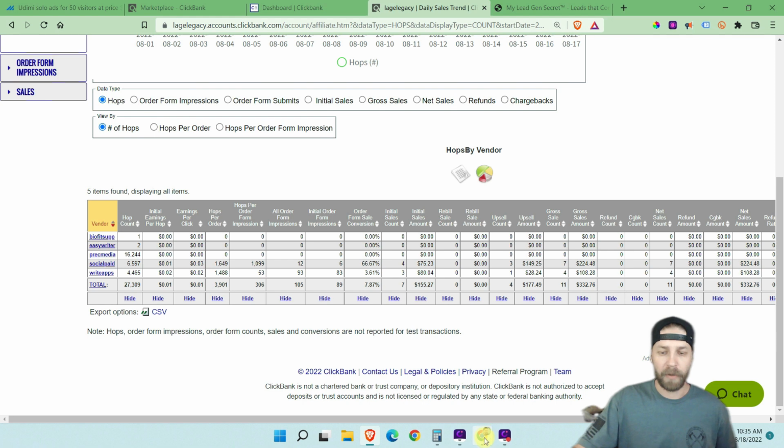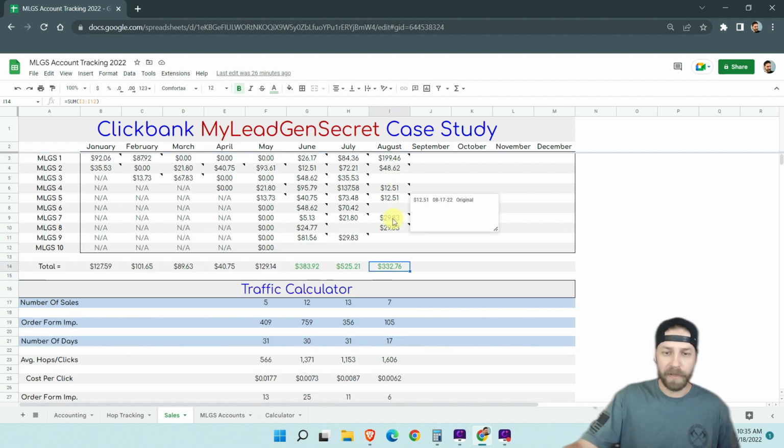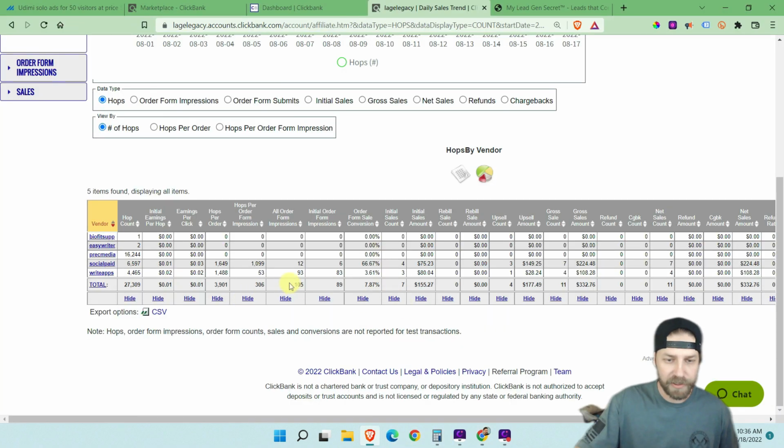So I'm going to break it down really nice and easy for you. This is my current amount in sales this month. Like I said, the 332.76 in gross sales is plugged in right here. So far this month, I've got 7 sales, so that's added right here. You saw that I had 105 order form impressions, so I've added that there.